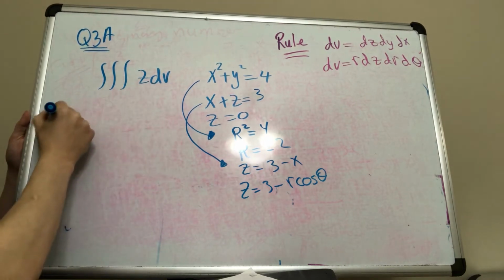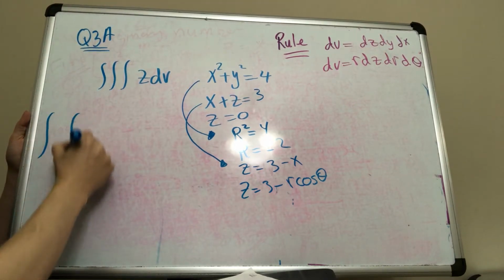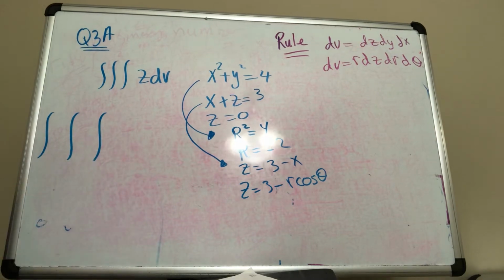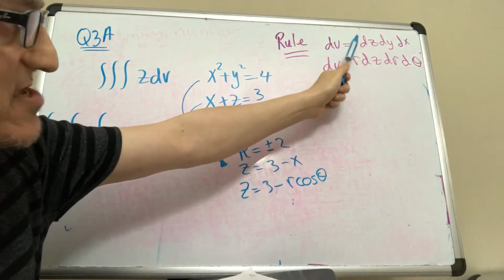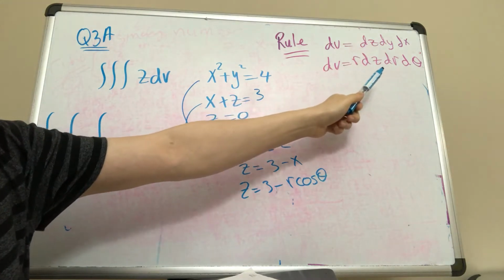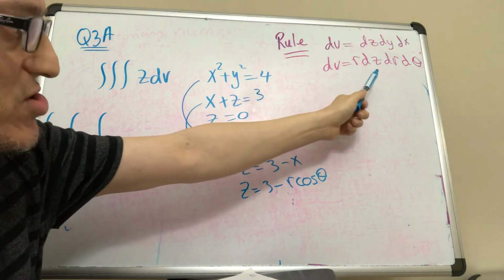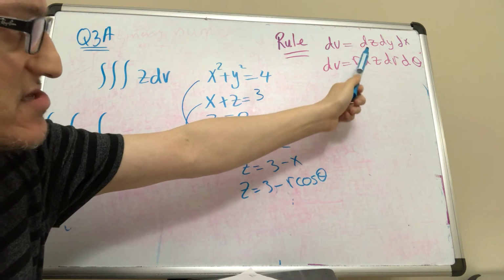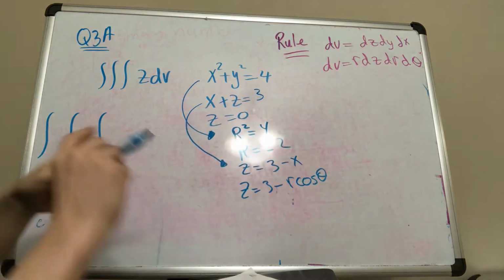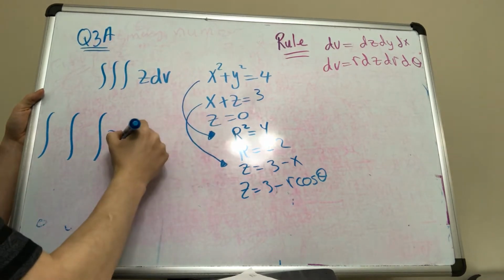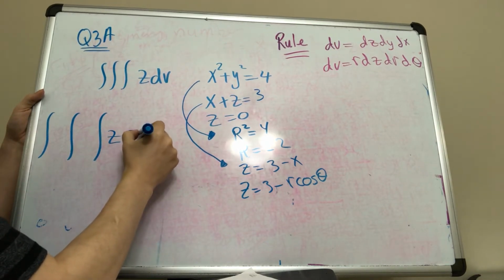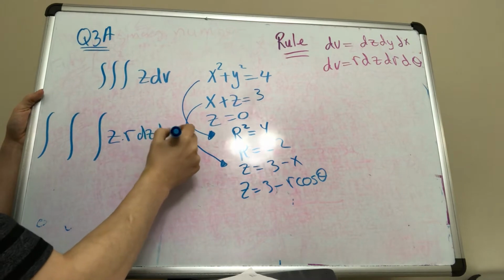To switch, there is one rule that you need to know. When they say dv, they mean dz, dy, dx. Or, in polar form, it's r dz, dr, d theta. So z, we'll put z. Instead of dv, we're going to put r dz, dr, d theta.